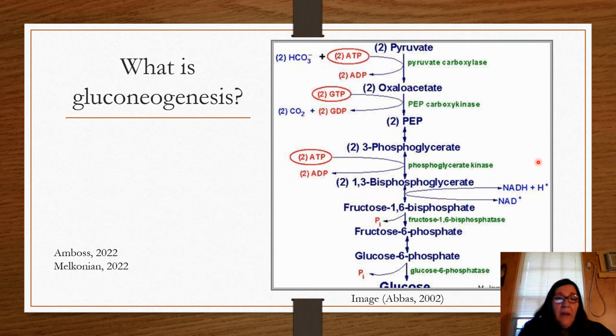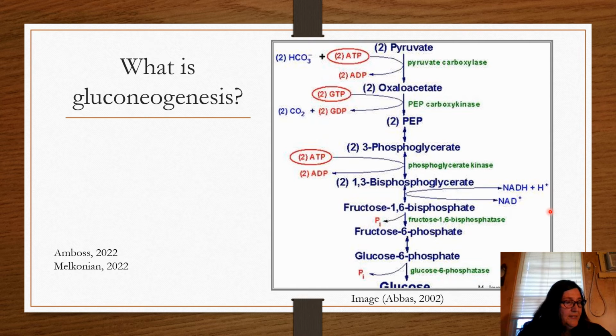Then 1,3-bisphosphoglycerate is reduced to glyceraldehyde 3-phosphate by glyceraldehyde 3-phosphate dehydrogenase, and an NADH is donated. Then the glyceraldehyde 3-phosphate is isomerized to create dihydroxyacetone phosphate, and that's done by the enzyme triose phosphate isomerase. And then the glyceraldehyde 3-phosphate and the dihydroxyacetone phosphate are combined to form fructose 1,6-bisphosphate by aldolase. That is right here. It just doesn't show you the aldolase enzyme.